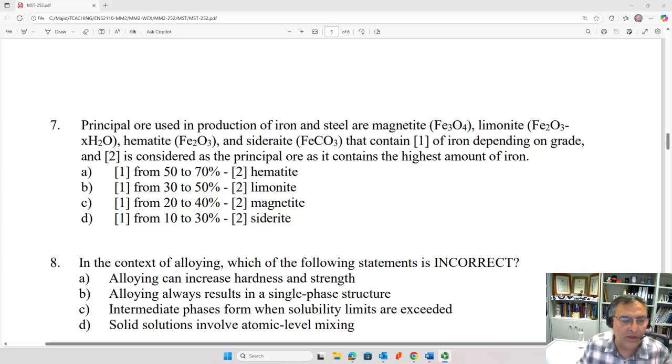So B is incorrect. C, intermediate phases form when solubility limits are exceeded. This is what I just explained. This is correct. And these solid solutions involve atomic level mixing. Of course, this is true. So the only incorrect sentence is B.